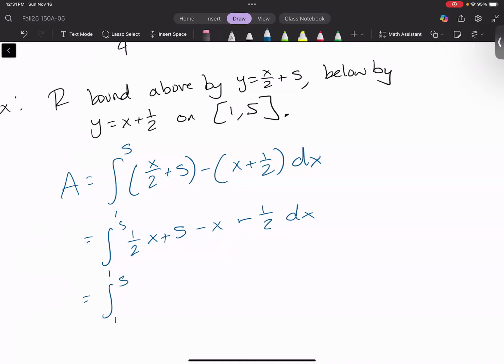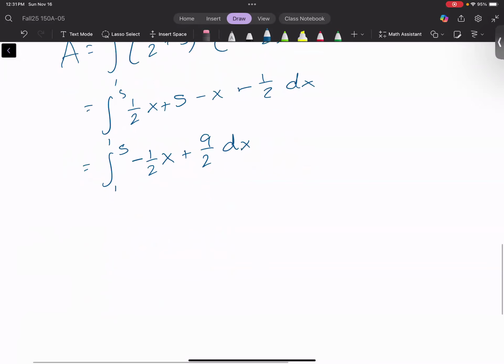So what is this? A half x minus x is negative a half x. And then 5 minus a half is 4 and a half, or 9 halves. Then we can do our antiderivative. So I have a negative half times the antiderivative of x. So x, add 1 to the exponent, divide by that exponent, plus 9 halves x.